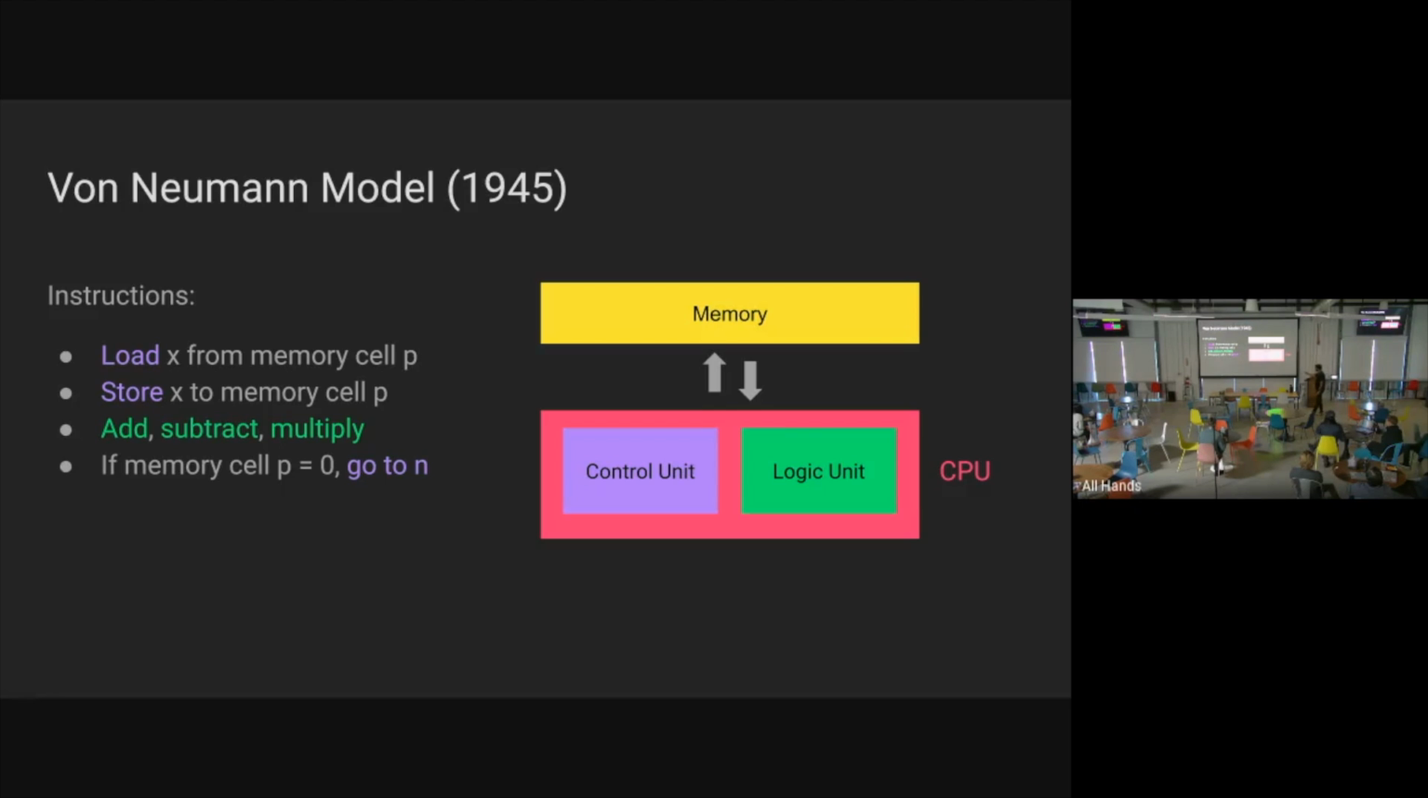Then you also have these instructions called branches or jumps. If the memory cell at location P contains 0, go to N. And if it doesn't contain 0, go to N. It's another instruction. What I'm trying to get at is that this looks very much like a Turing machine. And von Neumann proposed the actual physical circuitry that could implement something like this.